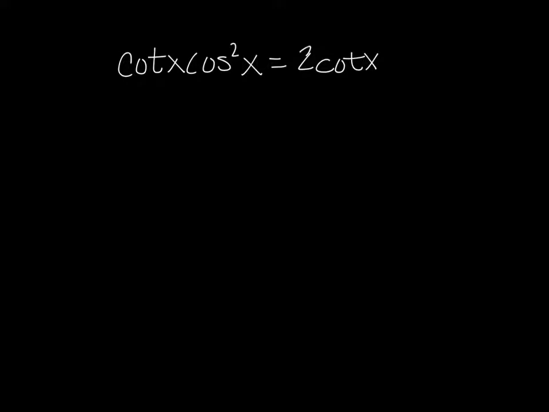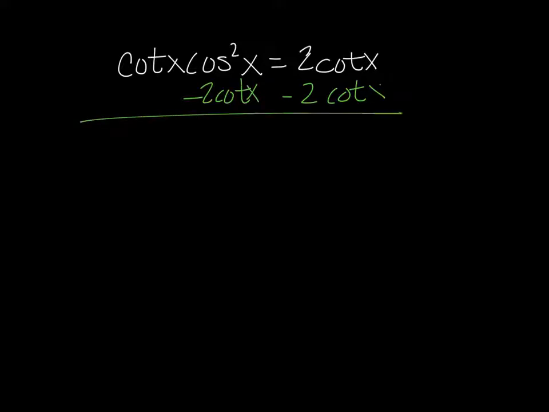Okay, on this one, I don't know, it almost looks like a prove one, but I'm still solving here. So what I'm going to do is get it equal to 0 because that usually helps with things. This one looks a little bit crazy. So I'm going to move the 2 cotangent over. So now we have cotangent x cosine squared x minus 2 cotangent x equals 0.